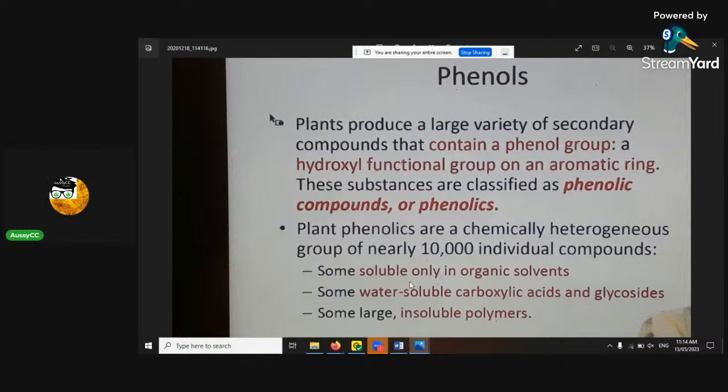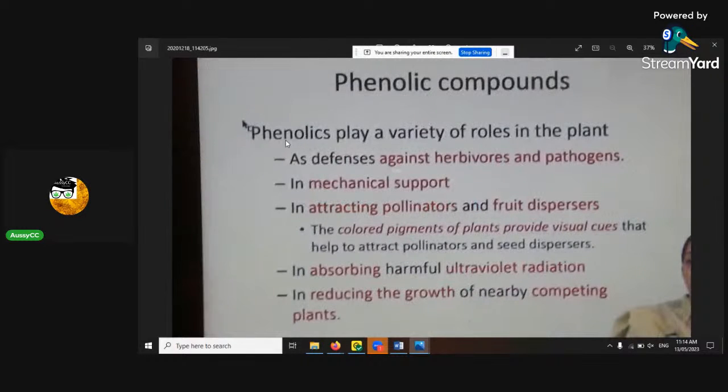Some are soluble only in organic solvents. Some are water soluble, like carboxylic acids and glycosides, and some are larger and insoluble. So phenolics play a variety of roles in plants. It's to do with defense against herbivores and pathogens, and they also attract pollinators and fruit dispersers.